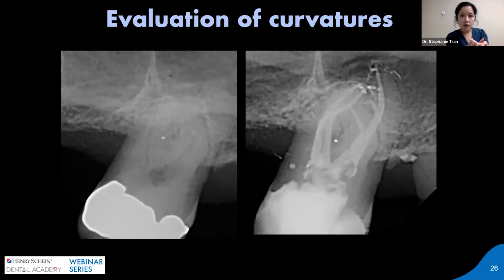So the type of curvature, how acute it is, how severe of an angle it is, and the number of curvatures. Is it an S curve? Does it go like this and then this? Does it just go like this? Does the apex have a really severe curvature at the end? All those things put a lot of strain onto the files. And so these are all things we want to look for when we're doing our 2D interpretations or our 3D interpretations.